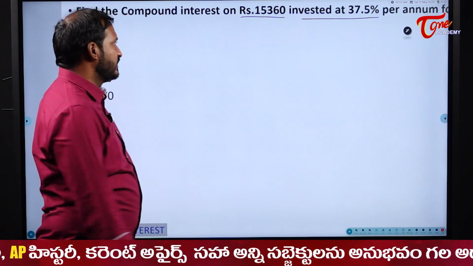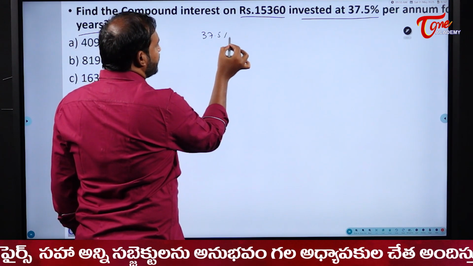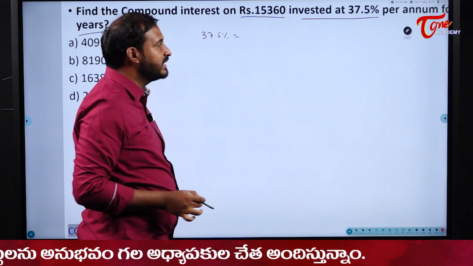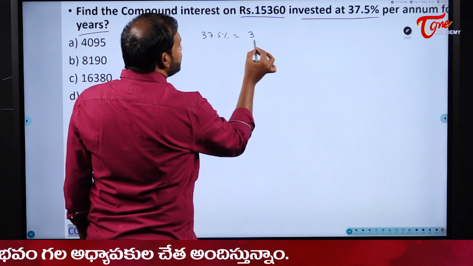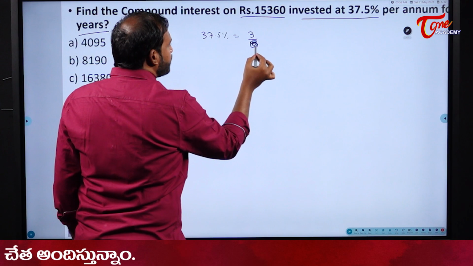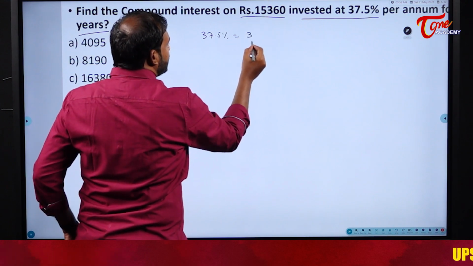Now, please see here, students. 37.5%. While discussing the percentages, we discussed this one. 37.5% means what? It is 3 by 8. What is it, students? 3 by 8.